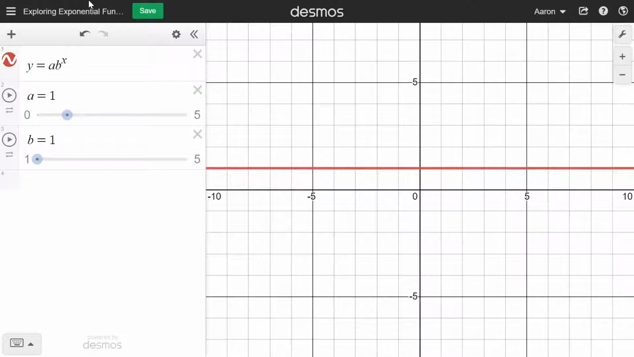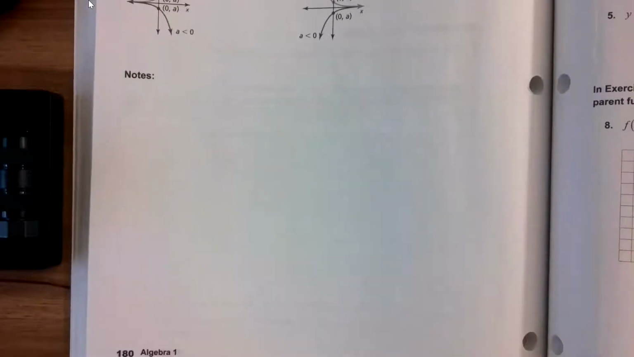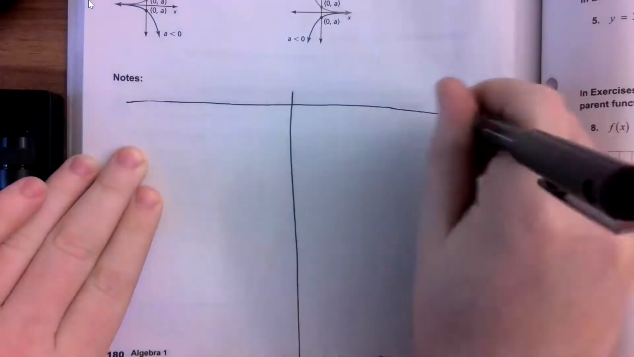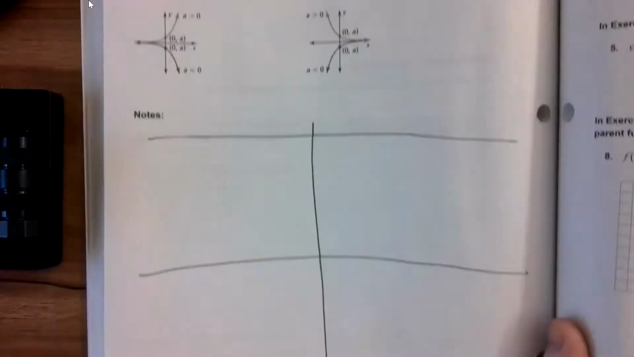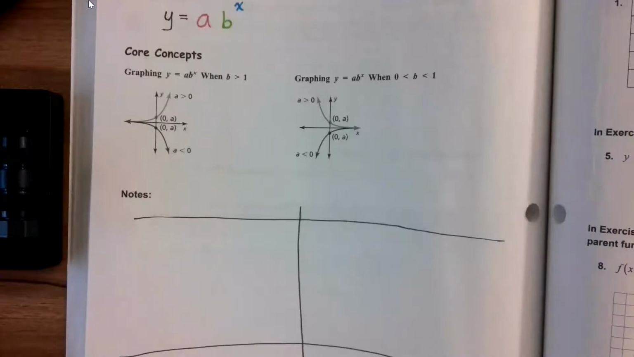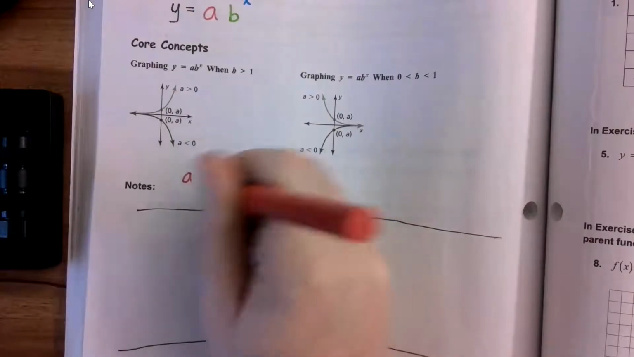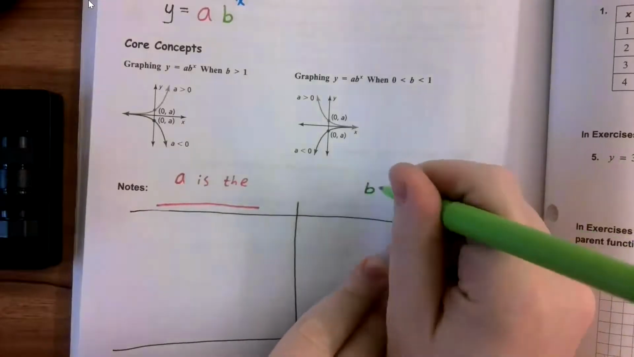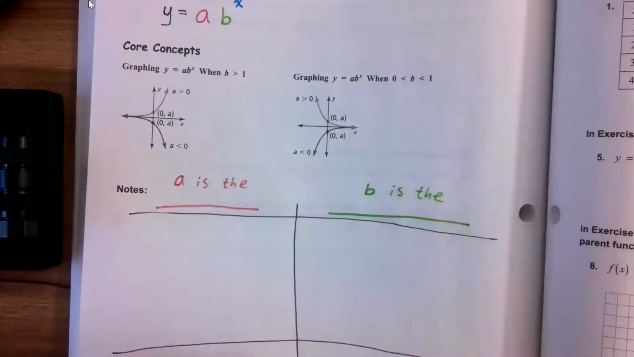For this, we're going to need to take a brief look back at our notes. At the very bottom of your notes page, where it says notes, I want you to do the following. I want you to split your page up like so: 4 boxes and 2 labels up top. On this first label, we're going to say a is the blank. And we're going to figure out what a represents on an exponential function. We're also going to do b is the blank. And we're going to talk about that.